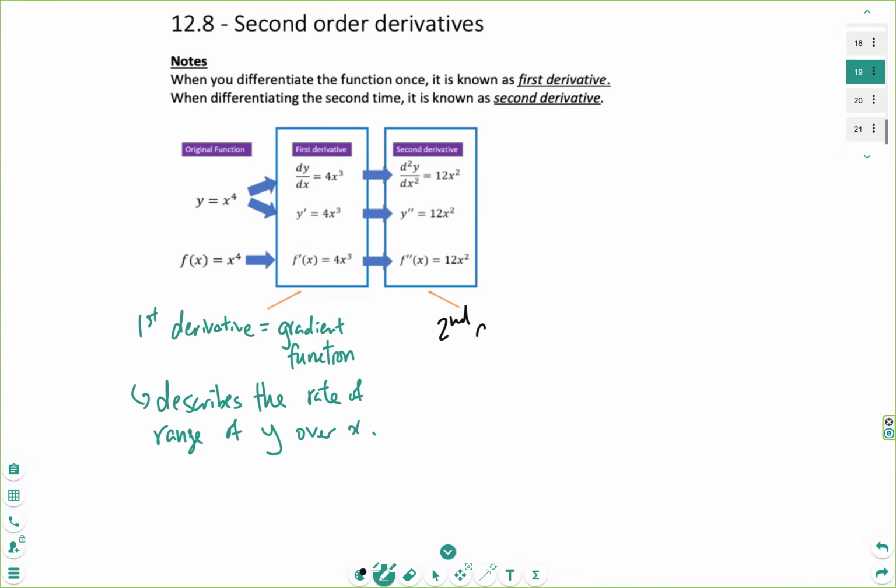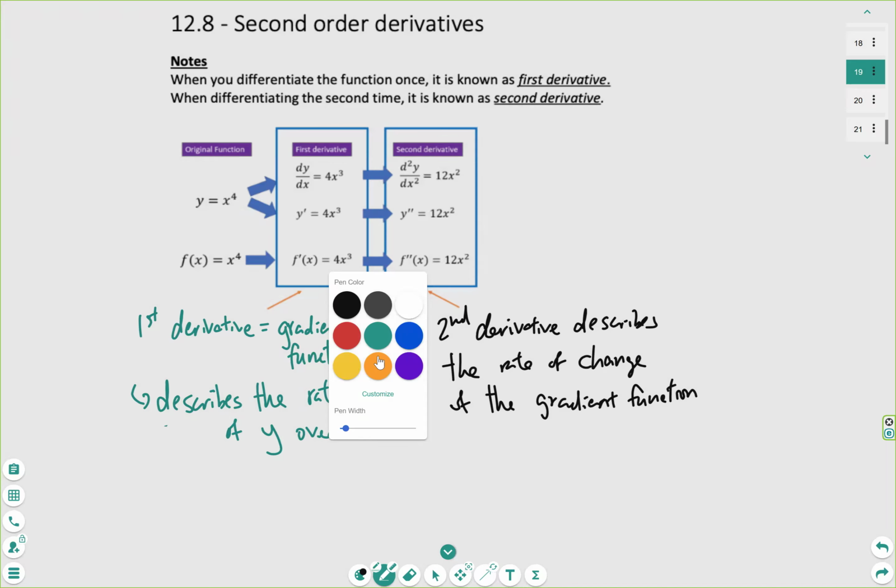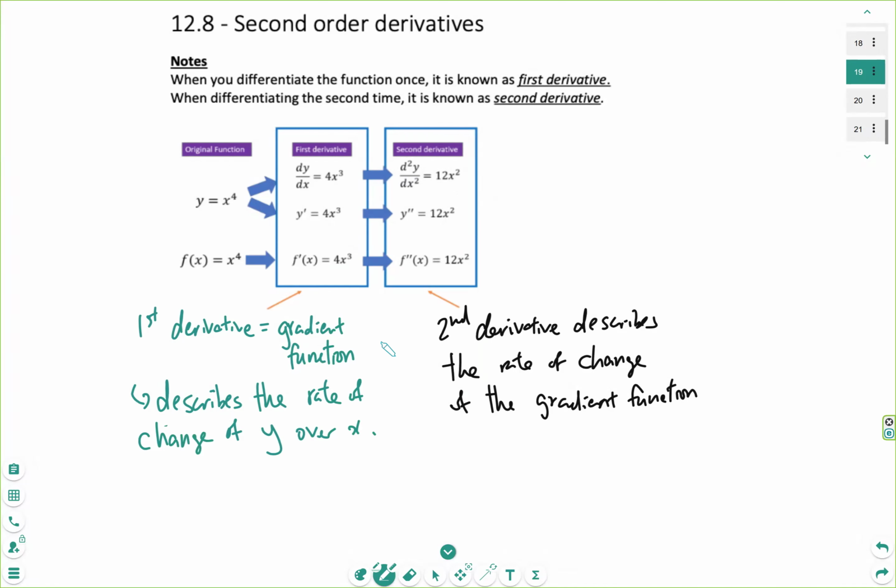The second derivative describes the rate of change, it's still a derivative, so we still talk about rate of change, of the gradient function. I know it sounds a bit abstract. The rate of change means how fast. When we talk about the rate of change of y over x, it means how fast y is increasing over x.